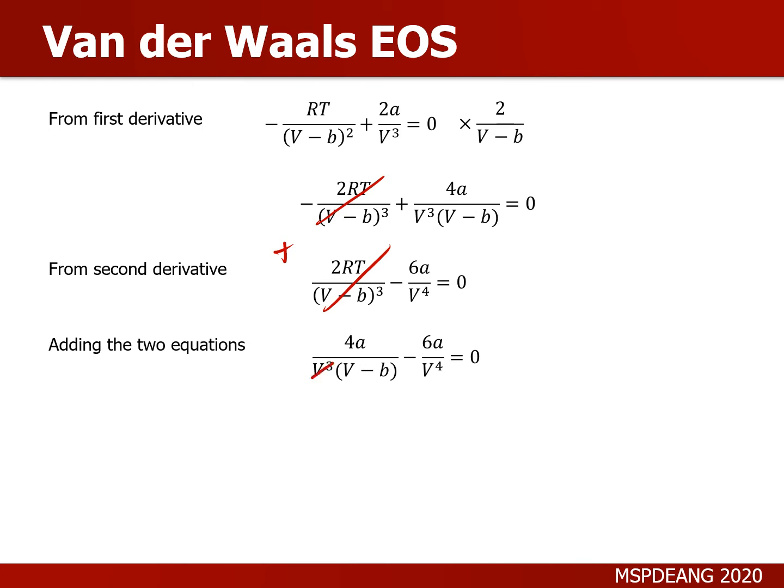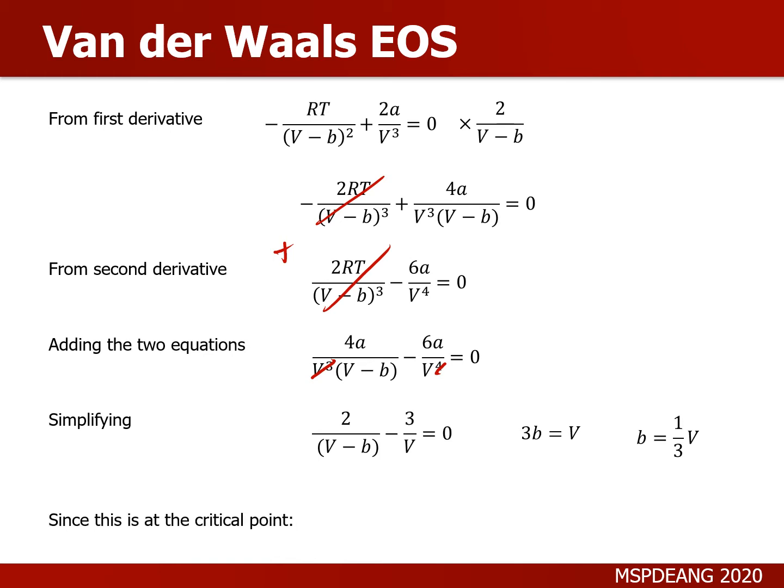So v cubed tanggalin na, so magiging v na lang siya. Okay, so simplifying, you can get 2 over v minus b minus 3 over v is equal to 0. Okay, and rearranging this and simplifying, you can get 3b is equal to v, or b is equal to 1/3 times v.